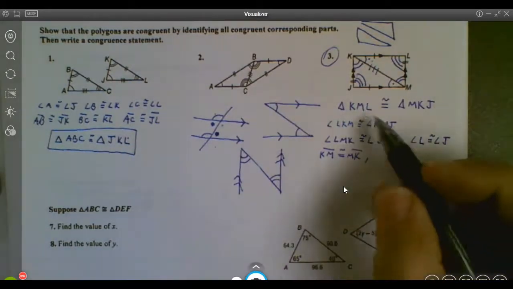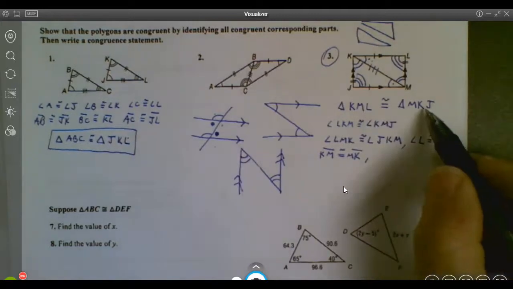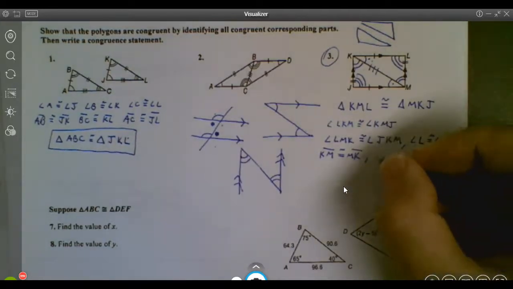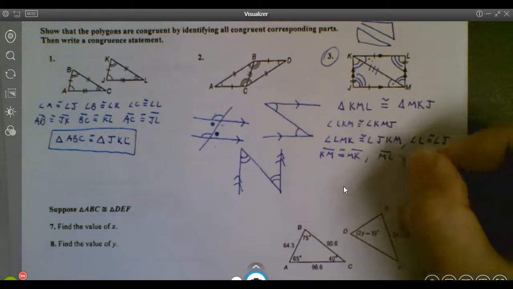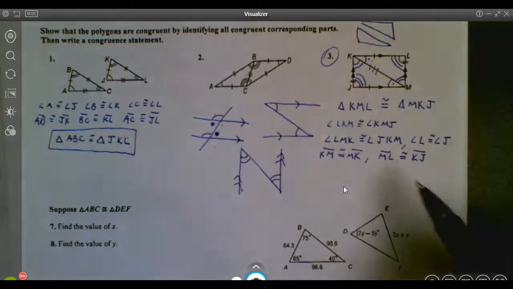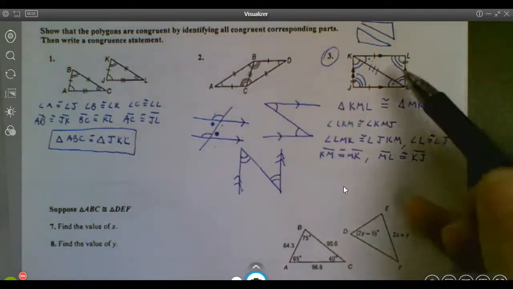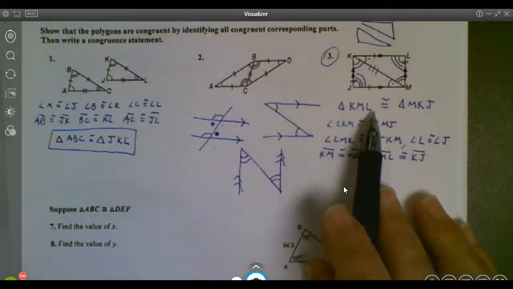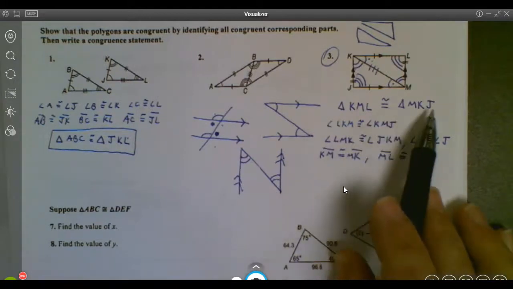So I know that ML would go with KJ. And that's why I said I do think it's helpful to look at the congruence statement rather than the diagram. And then I have the last one. I'm going to say KL goes with MJ.